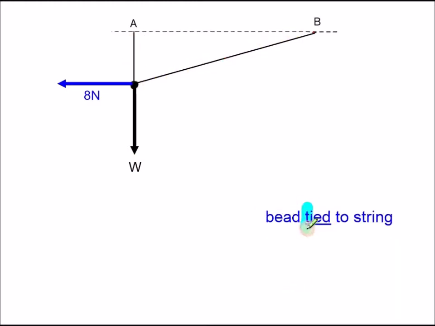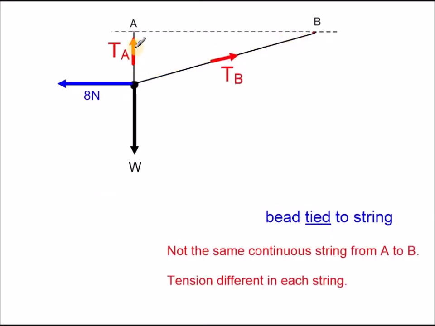Now we're looking at a situation where the bead is tied to the string at this particular point, so it's no longer free to move around on the string. So now the tension in this string and the tension in this string will be different. So the tension in the string here and here now differs.